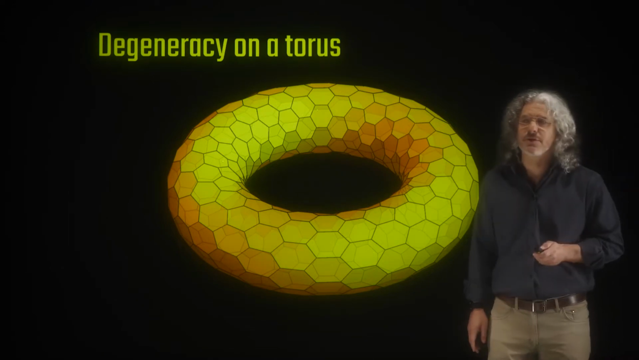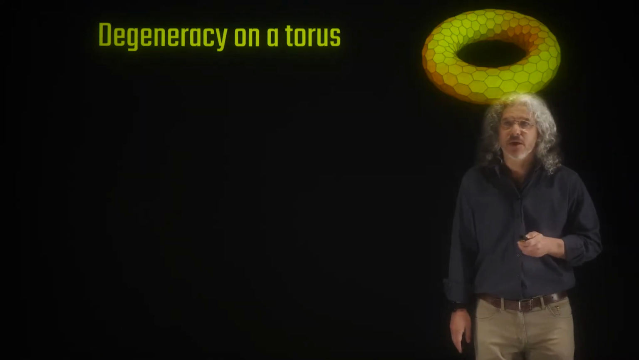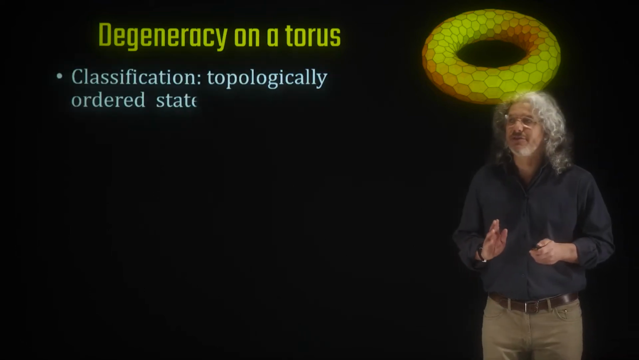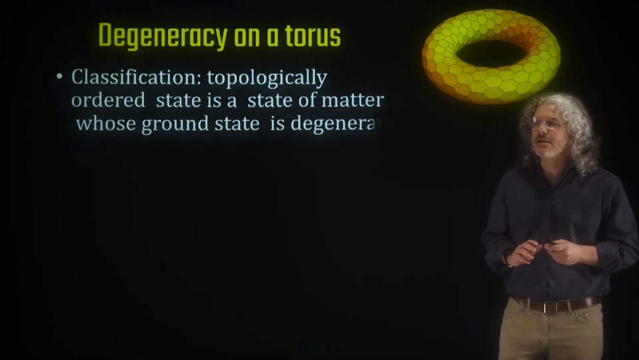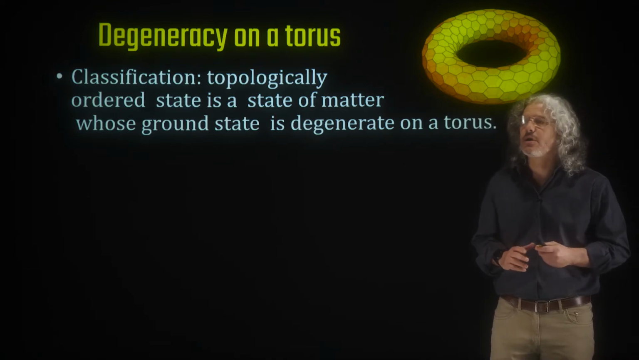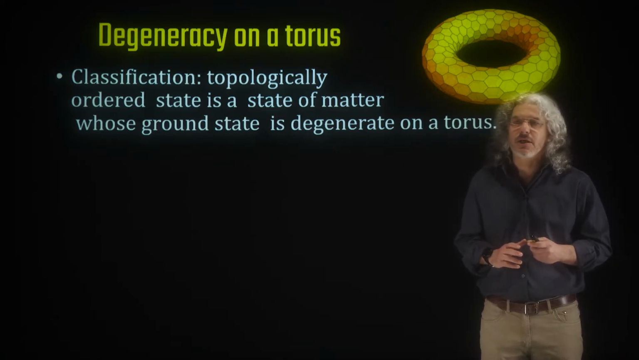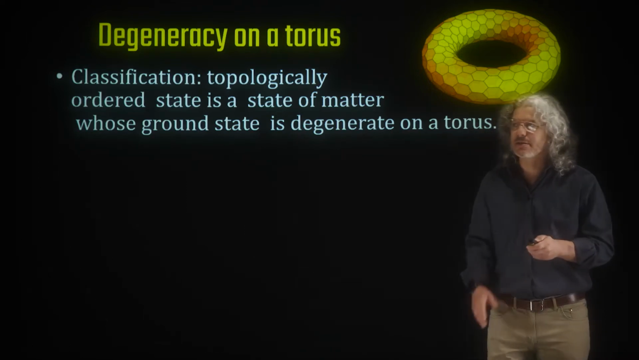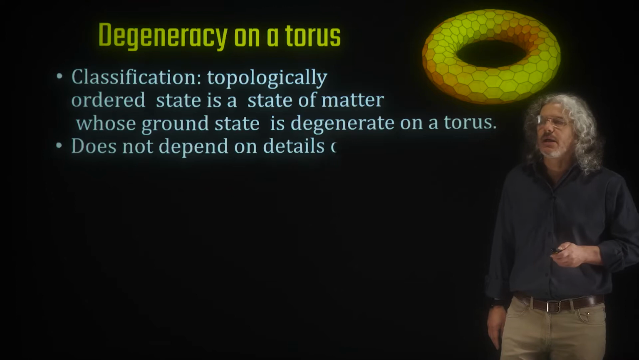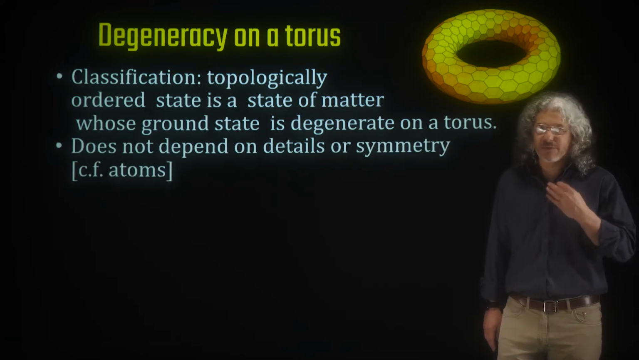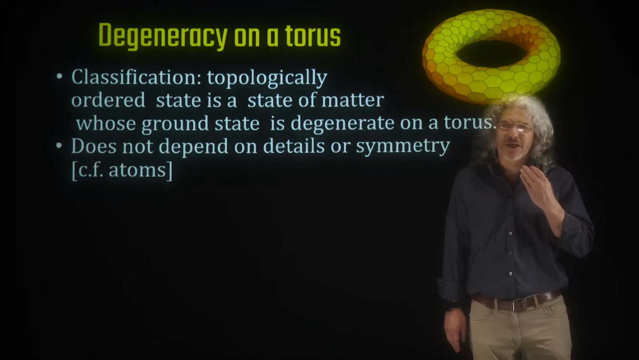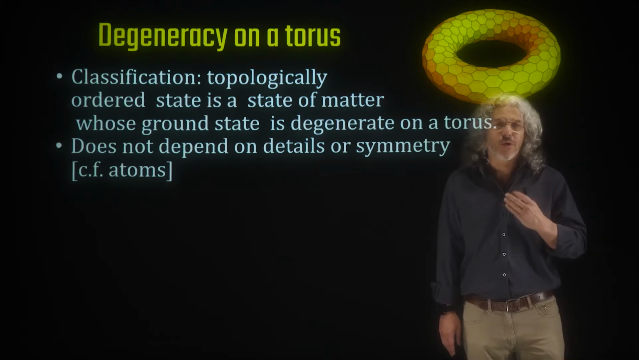So why is it important to discuss the degeneracy on a torus? First of all, there is an issue of classification. A topologically ordered state is a state of matter whose ground state is degenerate on a torus. So this is a definition of a topologically ordered state. The important thing to take into consideration is that this degeneracy does not depend on details or on symmetry.